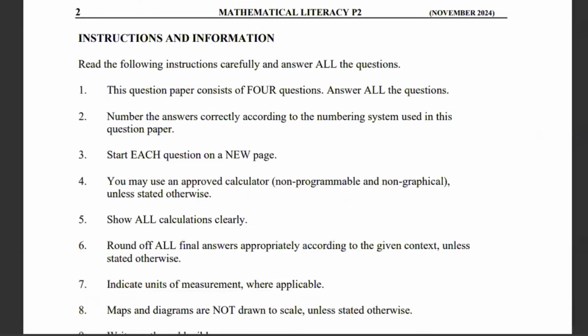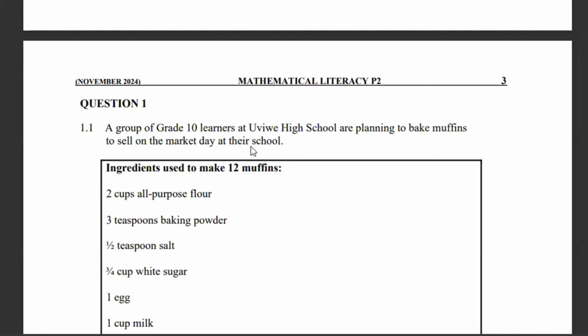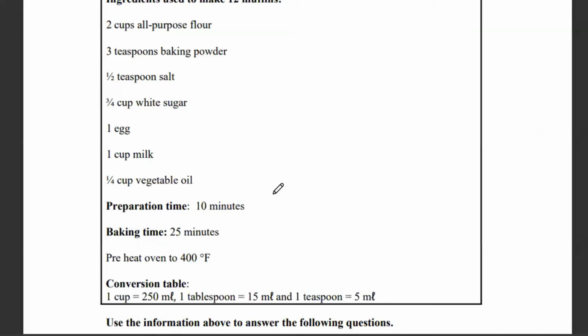Question number 1. A group of grade 10 learners at Uviwe High School are planning to bake muffins to sell on the market day at their school. These are the ingredients that we have: 2 cups of all-purpose flour, 3 tablespoons of baking powder, half a teaspoon of salt, then we have 3/4 cup white sugar, 1 egg, 1 cup of milk, then we have 1/4 cup vegetable oil. 10 minutes is the time for preparation, baking 25.